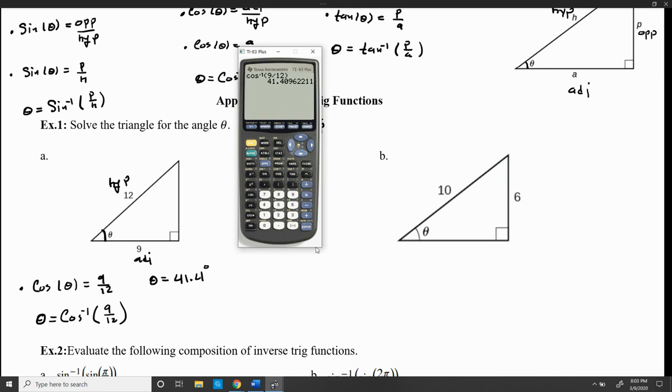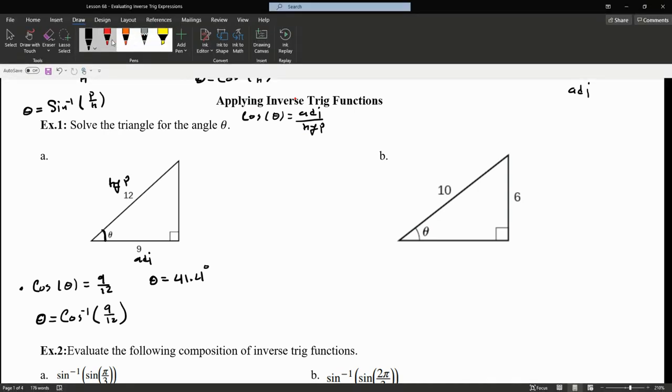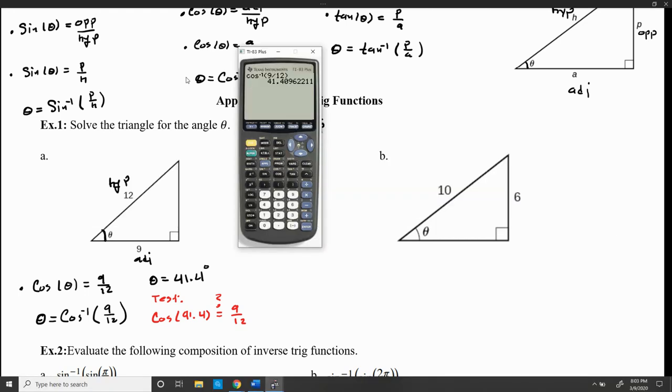This is saying, look, is it true? Let's just test our result real quick. Is it true that if I take the cosine of 41.4, that's equivalent to 9 over 12? This is pretty much what we want to answer, because that's pretty much our result. So let's just test our result.